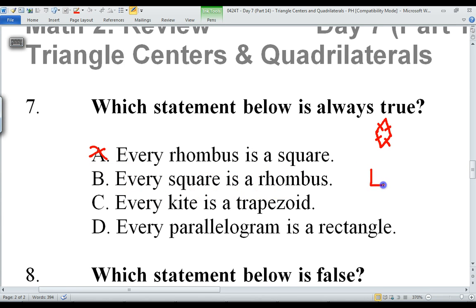Yes, every square is a rhombus because every square has 4 equal sides, which makes it a rhombus. So that's why number 7, the answer is B, because that one is true.